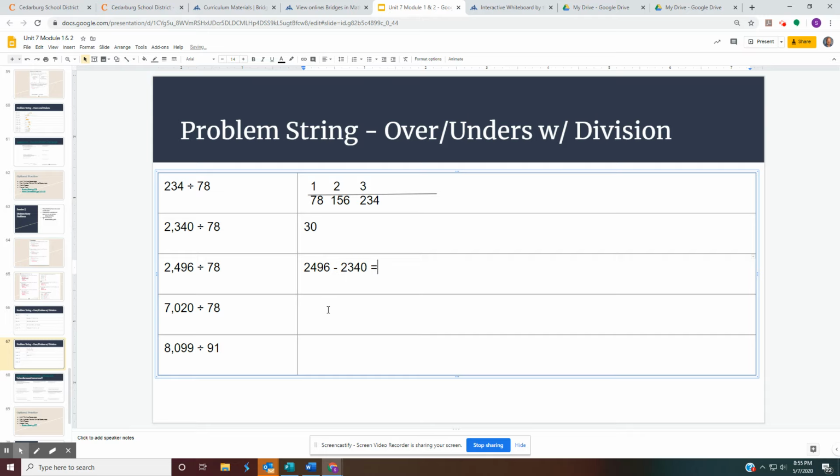Did you come up with an answer? Right? I got 156. It's a good thing I did my little ratio table up here because look at 2 times 78 is 156. So I got to subtract. Oh no, do I subtract or add? I almost made a mistake here. I'm going from 2,340 to 2,496. That means I'm adding 2. So I got to go 30 plus 2, and that's going to equal 32. 32 is my answer.